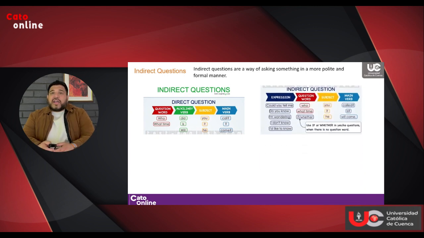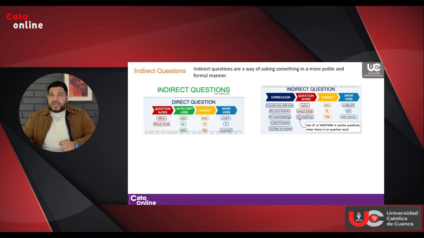On the other hand, when we produce indirect questions, we use expressions like could you tell me, do you know, I'm wondering, I don't know, I'd like to know. And then we form it with the question word, like who, what time, if, or whether. We have the subject and then the main verb, as you can see here. You notice a difference here: you don't need the auxiliary verb to form indirect questions.